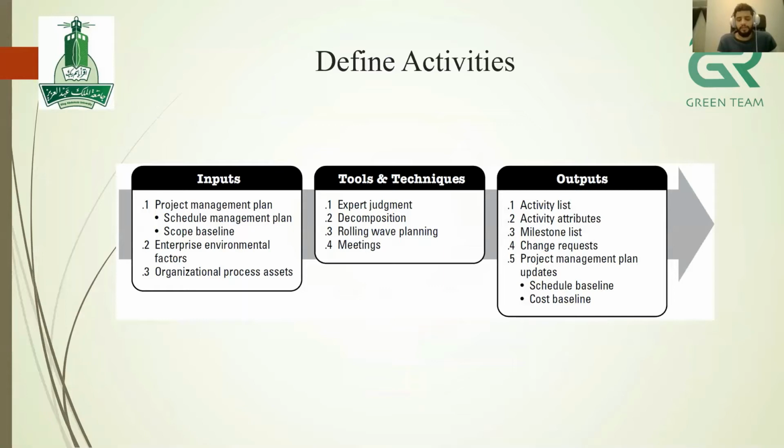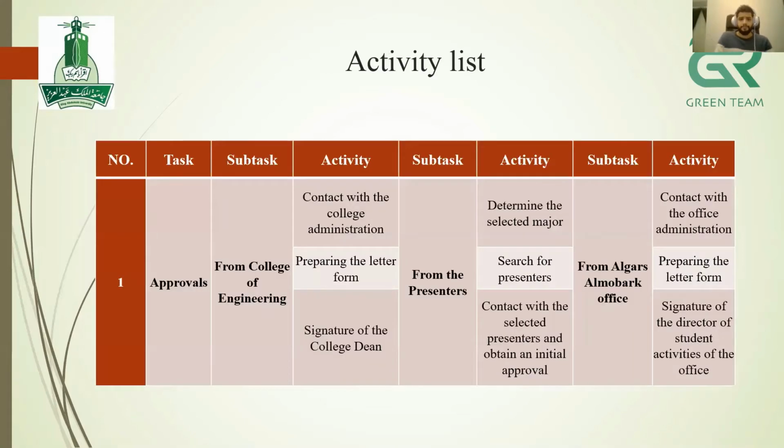You see the activities in the WBS, but let's define them. The inputs for defining activities are the project management plan, EEF and OPA. The tools and techniques are expert judgment, decomposition, rolling wave planning, and meetings. The outputs for define activities are the activity list, activity attributes, milestone list, change requests, and project management plan updates.